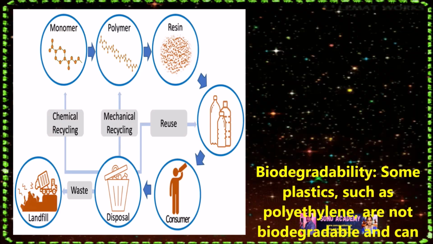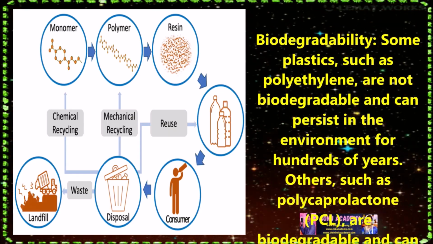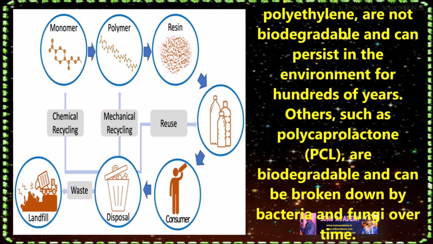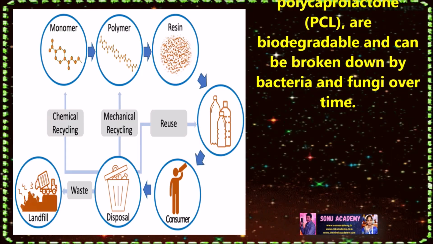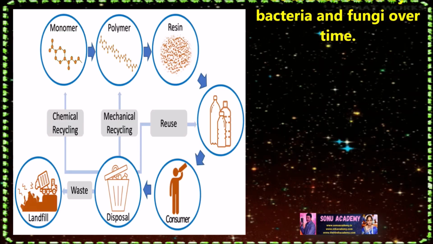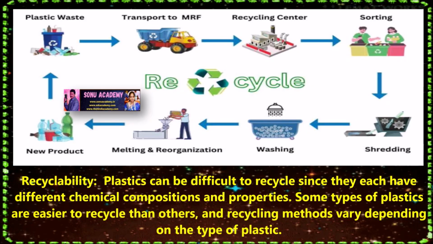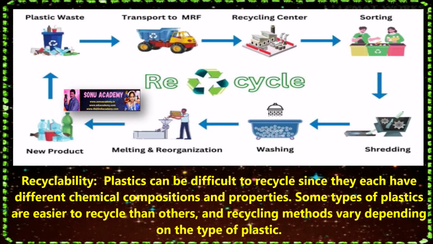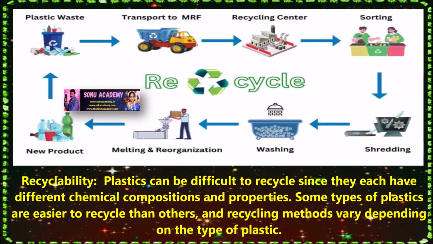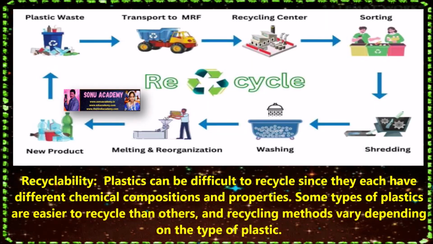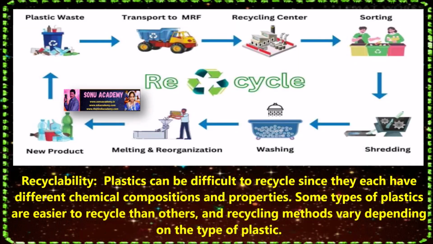Biodegradability. Some plastics, such as polythene, are not biodegradable and can persist in the environment for hundreds of years. Others, such as polycaprolactone, are biodegradable and can be broken down by bacteria and fungi over time. Recyclability. Plastics can be difficult to recycle since they each have different chemical compositions and properties. Some types of plastics are easier to recycle than others, and recycling methods vary depending on the type of plastic.